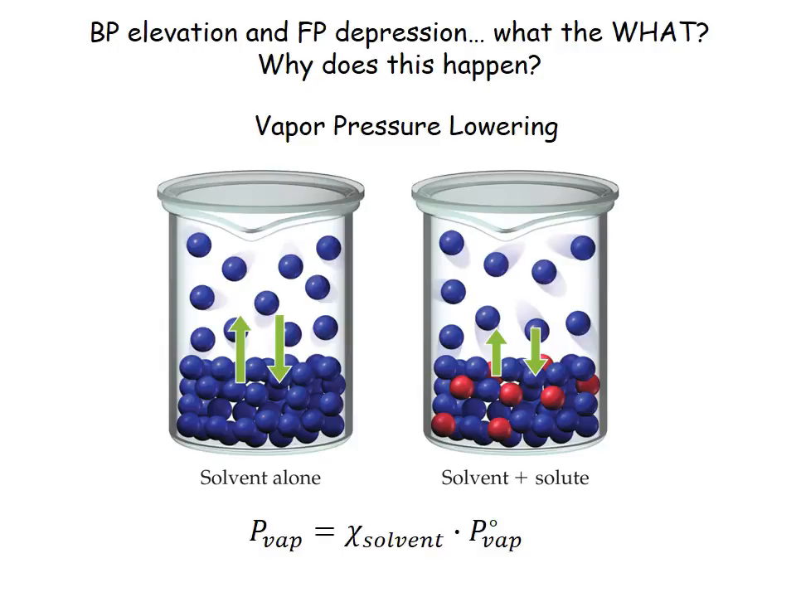This is the equation for vapor pressure lowering. This P vap on the left is the vapor pressure of the solution. Chi there, we've already learned that earlier in this chapter. That's the mole fraction of the solvent, in this case not the solute. And then P vap with the little circle up there, that's the vapor pressure of the pure solvent. Okay, so you would use that equation if you wanted to calculate the vapor pressure of a solution.